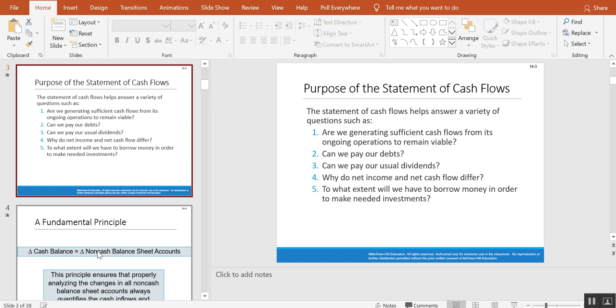So the statement of cash flows is really to answer a few questions. Number one, how much cash are we generating in the business? Can we pay our debts? Can we pay the dividends? And why do net income and net cash flow differ? It'll show the components that make up that difference. And to what extent will we need to borrow money to make any needed investments in the business?